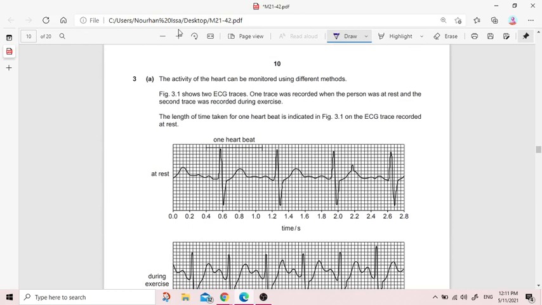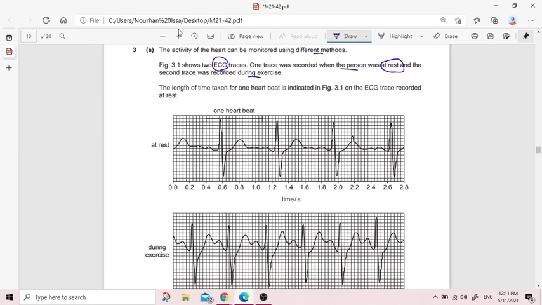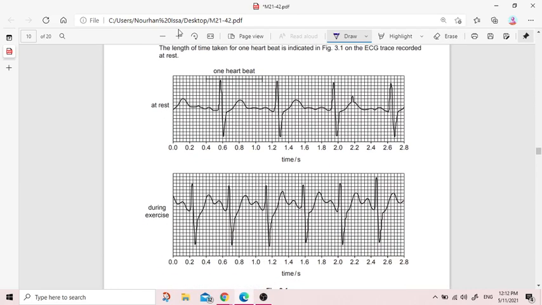Question 3. The activity of a heart can be monitored using different methods. Figure 3.1 shows two ECG traces. One trace was recorded when the person was at rest and the other one during exercise. The length of the time taken for one heartbeat is indicated. Okay, let's see. Here he says this is one heartbeat. Every wave is one heartbeat. So this is one heartbeat, one heartbeat, one heartbeat and so on.